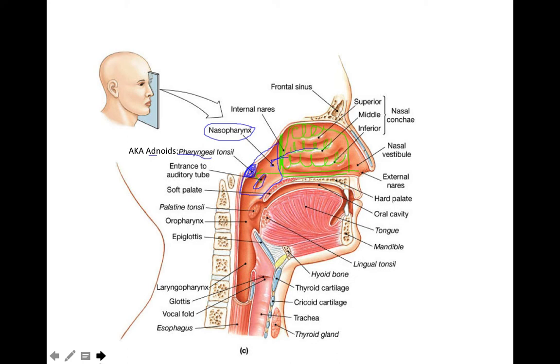Then we are going to come to your, here it is, oropharynx. Oropharynx, because it's behind the oral cavity. Here's the oral cavity. So the oropharynx is going to start at the distal end of the soft palate, and it's going to go all the way to the level of the hyoid bone, so about right here. So this is the oropharynx.